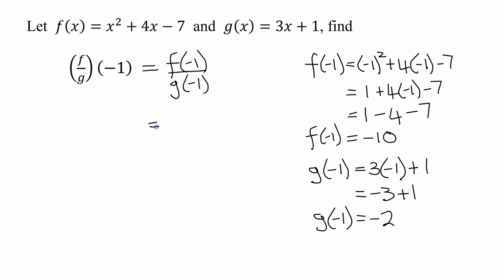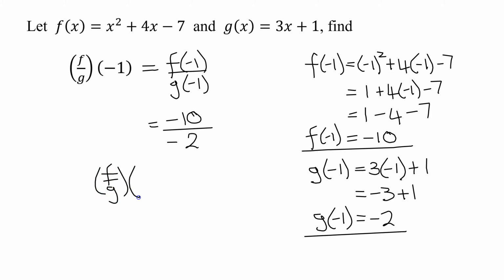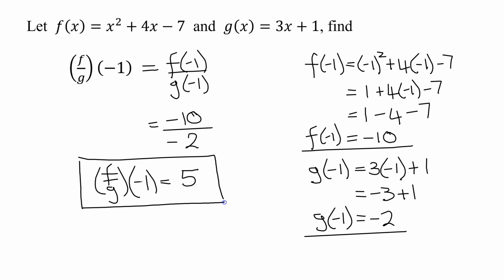So now all I have to do is plug these two answers in up here. So the value of f at -1 is -10. So I get -10, excuse my bad handwriting, divided by g of -1, which is -2. So the quotient function f divided by g evaluated at -1 is equal to -10 divided by -2 is +5. So my answer is +5.